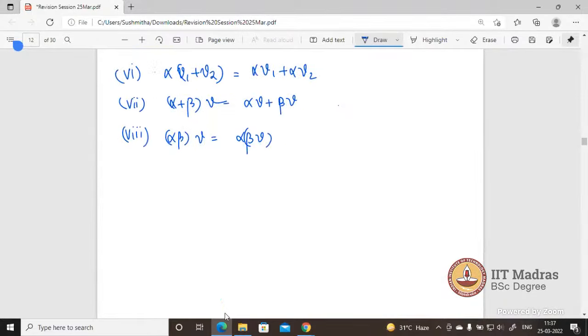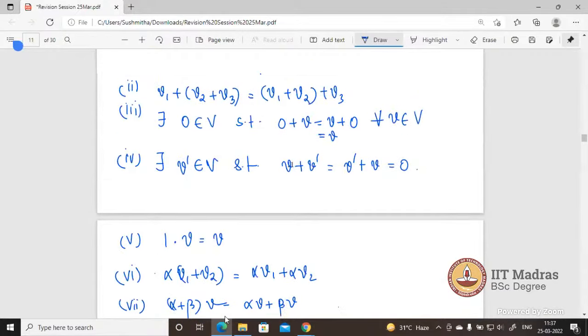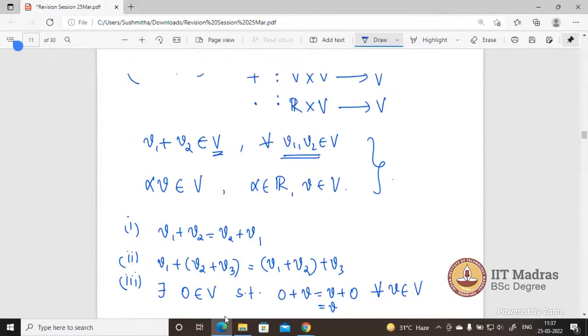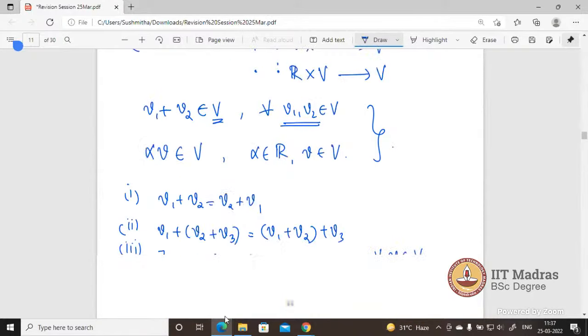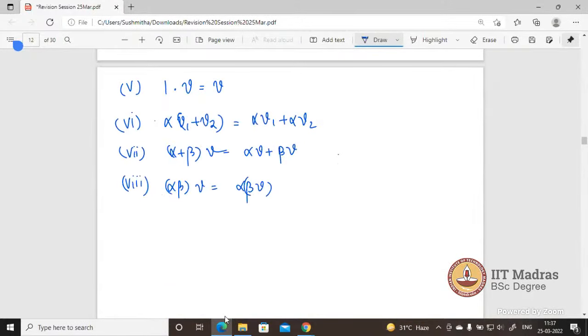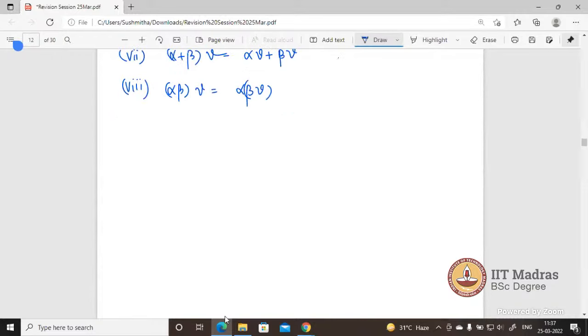Okay. So a set along with these two operations, plus and dot, where plus is addition and dot is scalar multiplication, satisfying all these conditions is said to be a vector space. Fine? Yes. And we have seen a lot of examples.